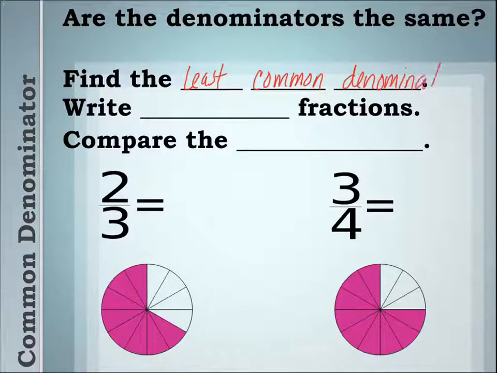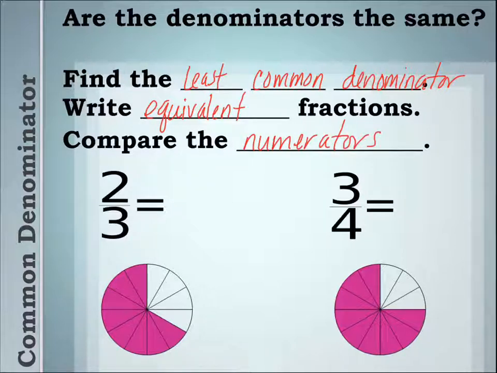This should be a review for you from last year. Once we have that least common denominator, we can write equivalent fractions, and then we can compare the numerators, just like we did yesterday. So we're going to think about the numbers 3 and 4. If you have a multiplication chart, you can use that to help you. But what you want to do is think about a multiple that both of these numbers have in common. Well, in this case, that would be 12.